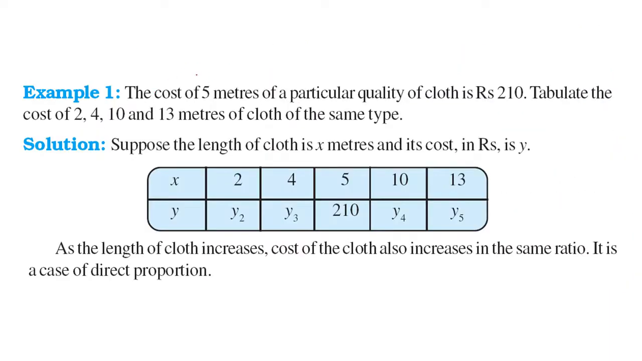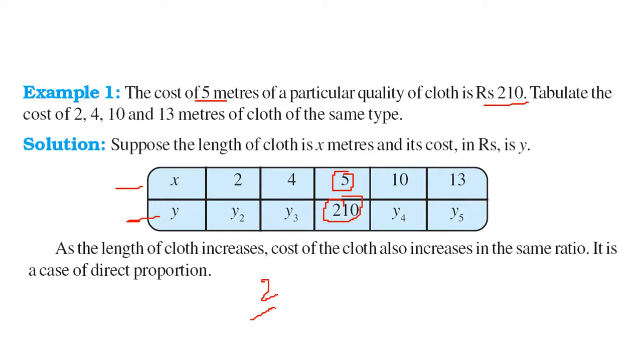Let us take an example. The cost of 5 meters of a particular quality of cloth is 210. So for 5 meters you have 210. You have to tabulate the cost for 2, 4, 10, 13 meters. So this x is 2, 4, 5, 10, 13, and this is y. We know that if the cost of 5 meters is this much, increasing the meters will increase the cost, and decreasing the meters will decrease the cost. So these are in direct proportion, and you can easily find these values.